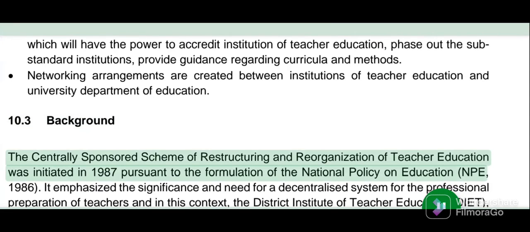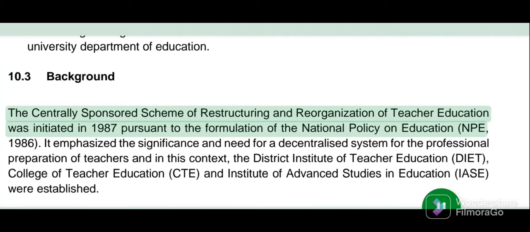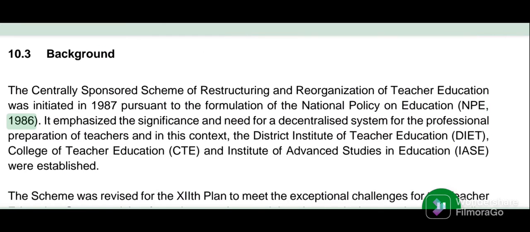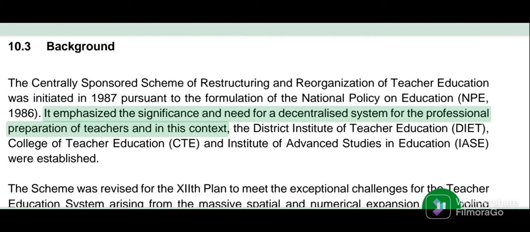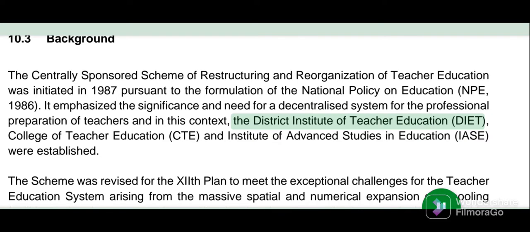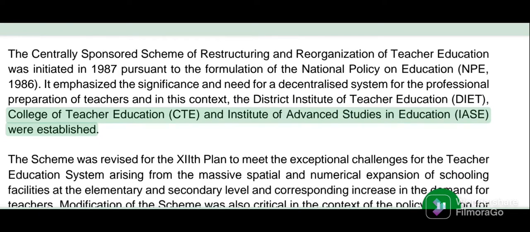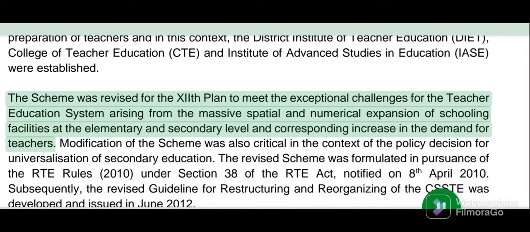10.3 Background. The centrally sponsored scheme of restructuring and reorganization of teacher education was initiated in 1987 pursuant to the formulation of the National Policy on Education (NPE) 1986. It emphasized the significance and need for a decentralized system for the professional preparation of teachers, and in this context, the District Institute of Education and Training (DIET), College of Teacher Education (CTE), and Institute of Advanced Studies in Education (IASE) were established. The scheme was revised for the 12th plan to meet the exceptional challenges for the teacher education system arising from the massive spatial and numerical expansion of schooling facilities at the elementary and secondary level and the corresponding increase in the demand for teachers.